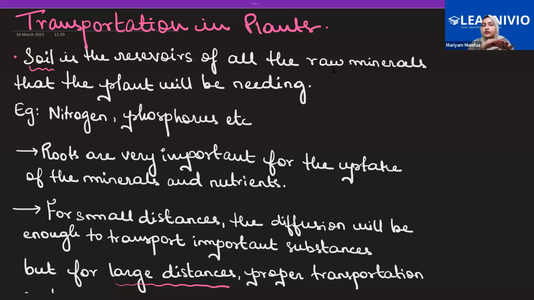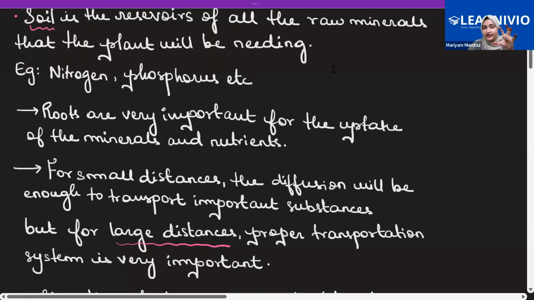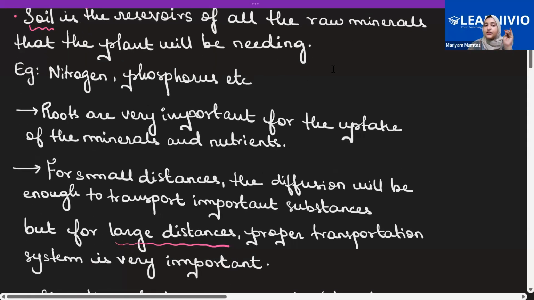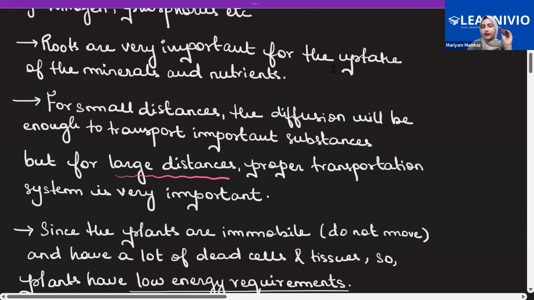Not just oxygen. The gases, the molecules, when they travel from a region of high concentration to a region of low concentration, that is what we call diffusion. So for shorter distances, diffusion will be enough to transport the substances. But for large distances, like for the entire length of the plant, diffusion is not sufficient. So for that, a transportation system is required.